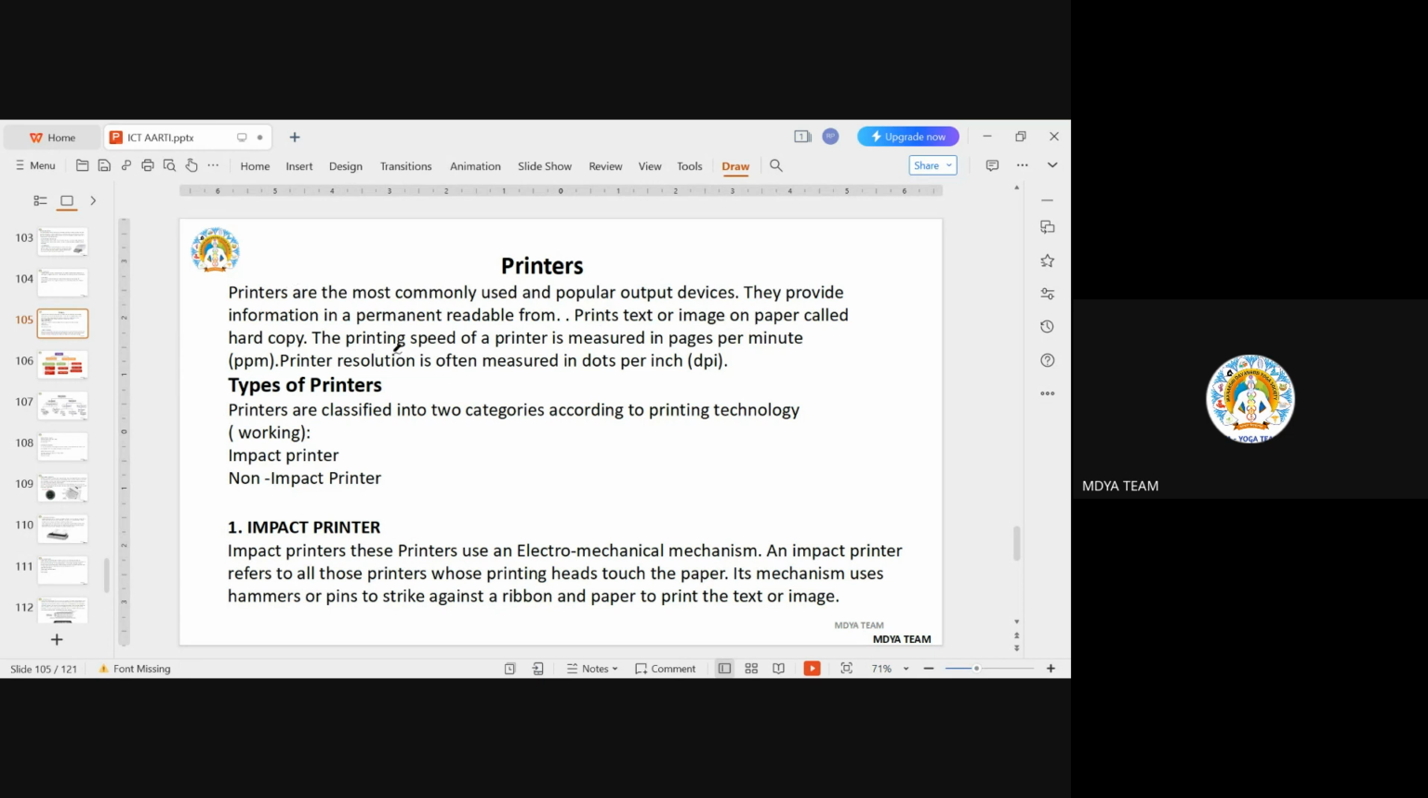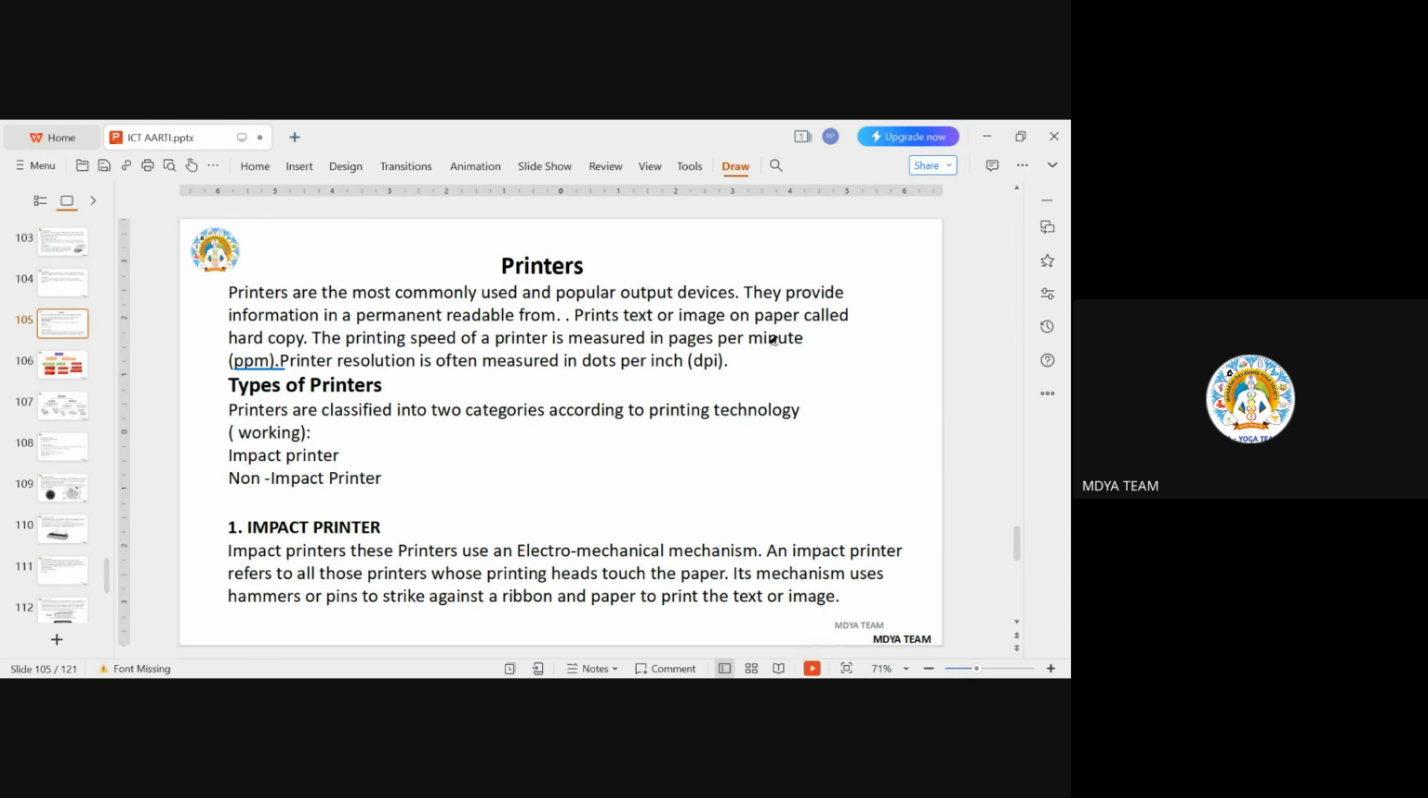The printing speed of the printer is measured in pages per minute. It can be ppm, pages per minute, or it can be cpm, characters per minute, or it can be lpm, lines per minute. We will discuss further. Pages per minute means how many pages they print in 1 minute. Printer resolution, as we studied in the display unit, is the quality of the printing. Printer resolution is often measured in dots per inch.